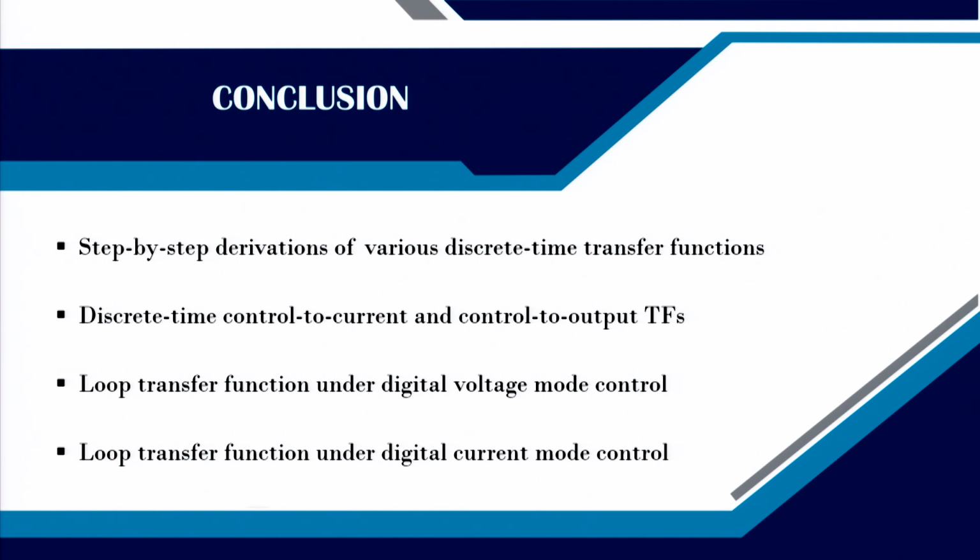After getting the loop transfer function by using the various transfer functions, control to output and control to current, we will be using them for the design of both digital voltage mode and current mode control. Subsequently we will also implement that digital controller using Verilog HDL, and we will prototype using FPGA, and we will also show a hardware case study for buck and boost converters for voltage mode and current mode control. So, I want to finish it here.